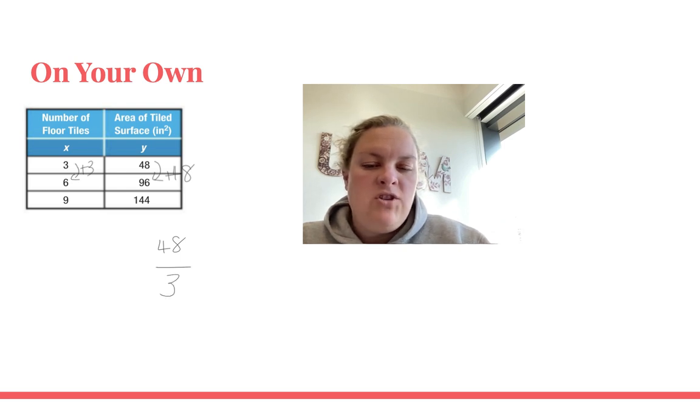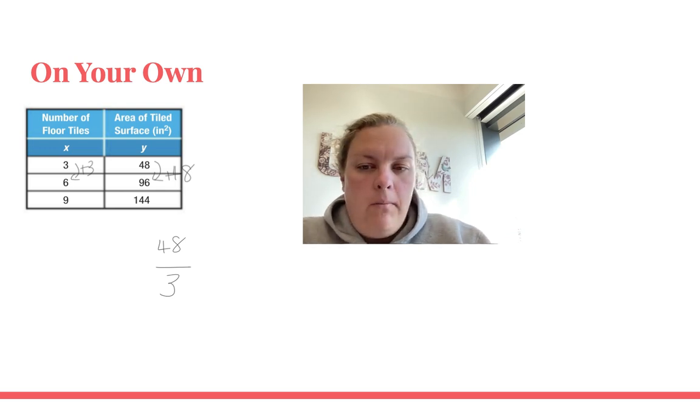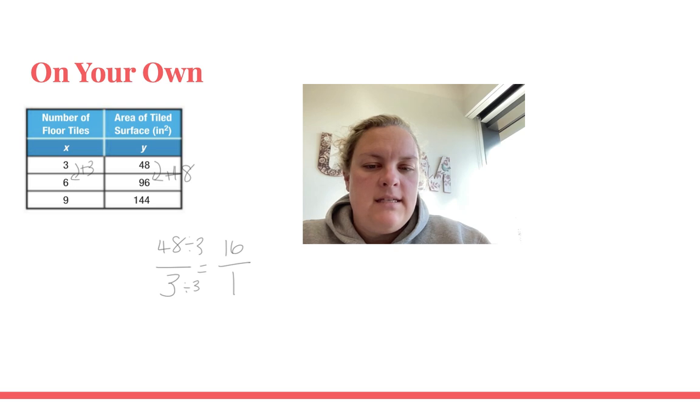So my rate of change is 48 over 3, which when I divide gives me a whole number, tells me that I am 16 over 1. I can divide 48 by 3 and 3 by 3, so I've simplified my fraction. So what does this mean? This means that the area of the tiled surface is 16 inches squared for each tile.